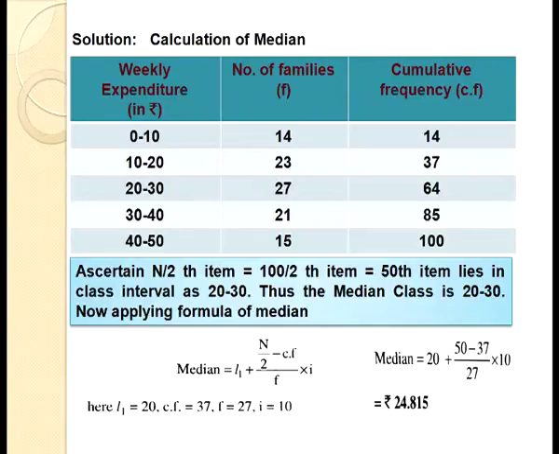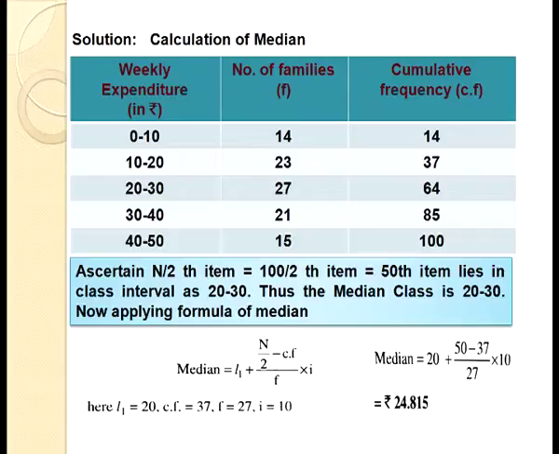Now students, write the formula first. The formula goes: median is equal to lower limit plus n by 2 minus Cf upon f into i. We will put the values. L over here is the lower limit of the median class, that is 20. So we write 20 plus, then comes n by 2, it is 50. So we have written 50 minus Cf, Cf is 37, divided by the frequency of the median class, that is 27. So we have put the value 27 over here.